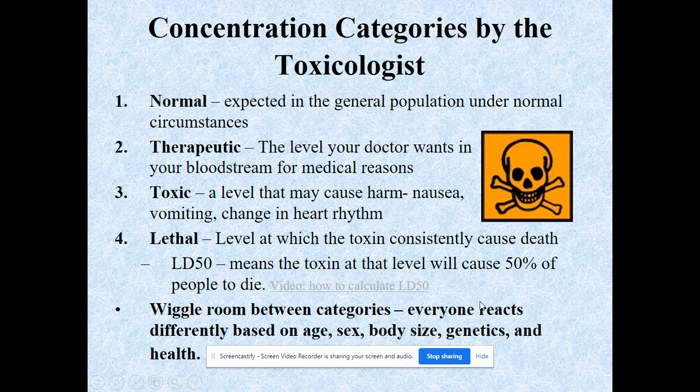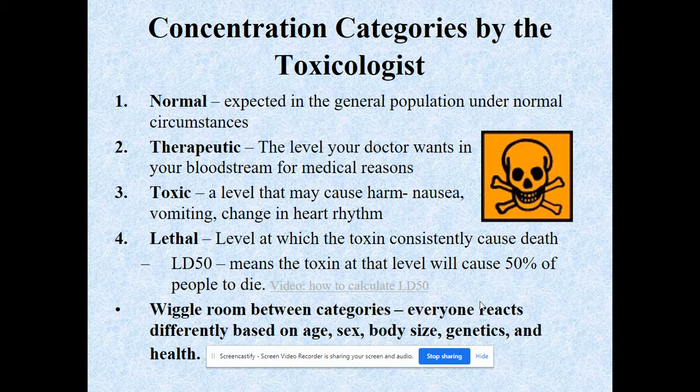Okay. And this is going to be our last slide, and we're going to look at concentration categories by the toxicologist. So if they find toxins in your system, how do they categorize it? And there's these 4 levels here. Normal, which is expected in the general population under normal circumstances.